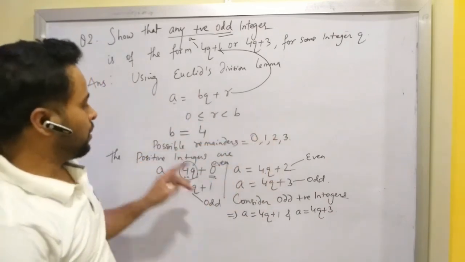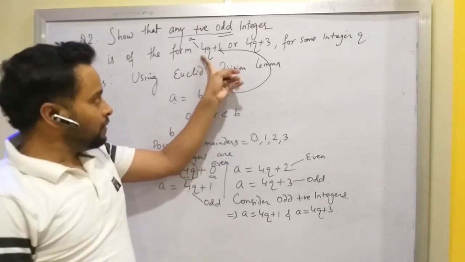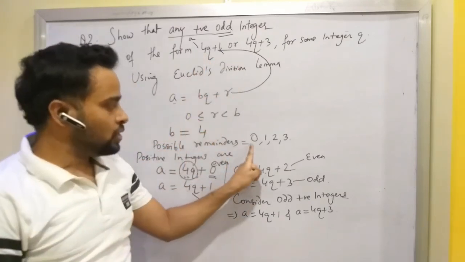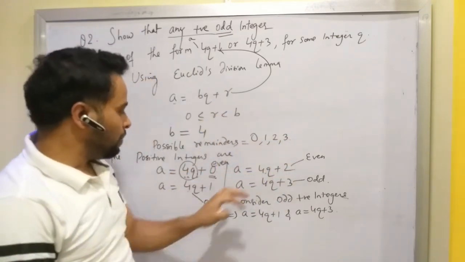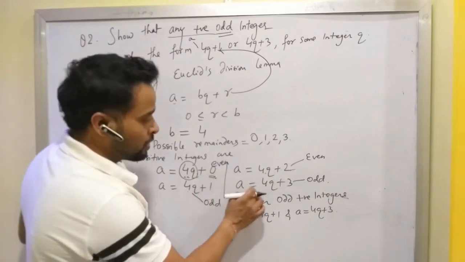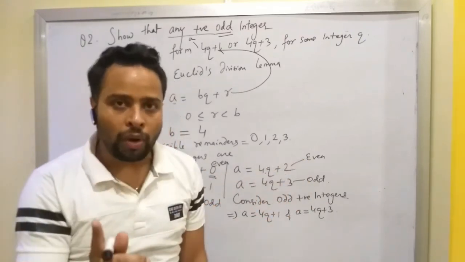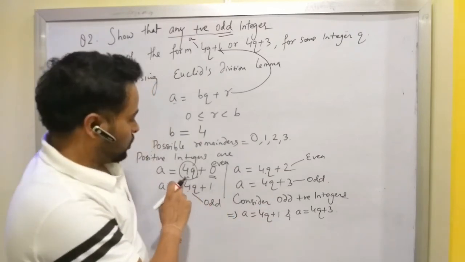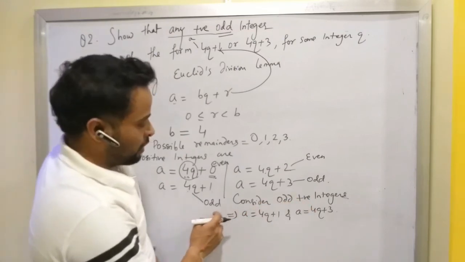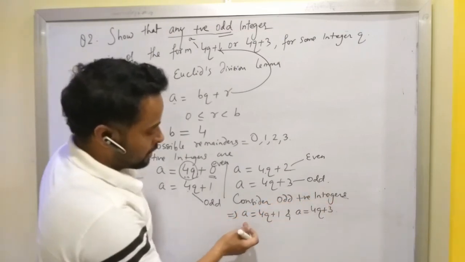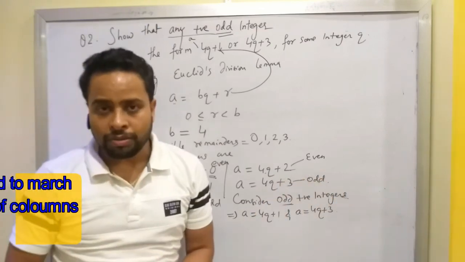q is some integer. a equals bq plus r, identify b as 4. After identifying b as 4, get the remainders 0, 1, 2 and 3 from Euclid division lemma. After getting the remainders, write the expression of all possible positive integers. From there, identify only the odd ones. Odd ones हैं तुम्हारा 1 remainder and 3 remainder. So therefore we consider only the odd positive integers as 4q plus 1 and 4q plus 3.